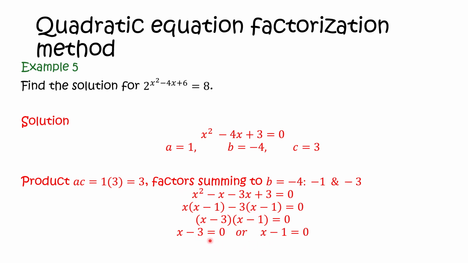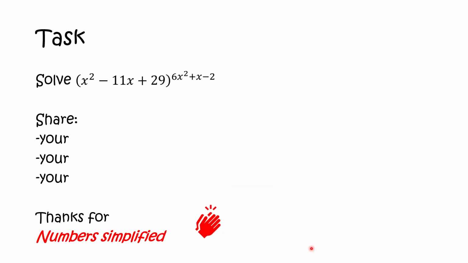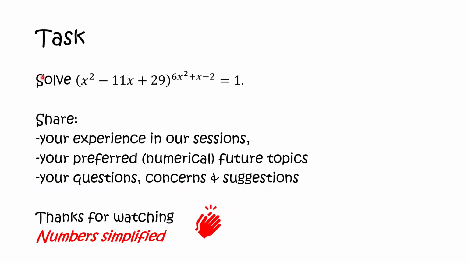We equate each of these factors to 0 so that we have x minus 3 being equal to 0, or x minus 1 being equal to 0. We solve for x. So x becomes 3 or x becomes 1.